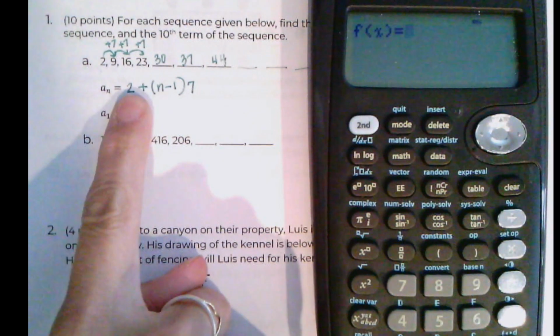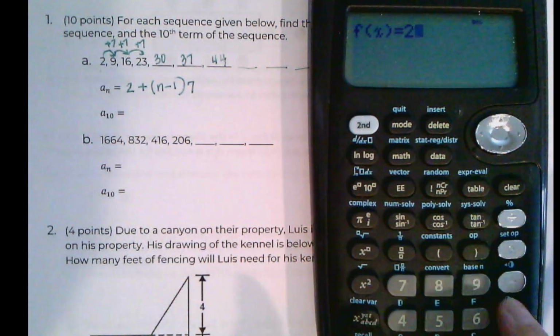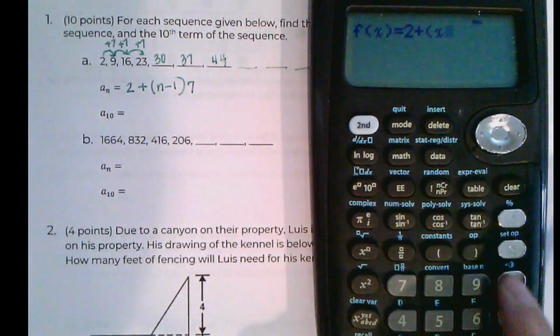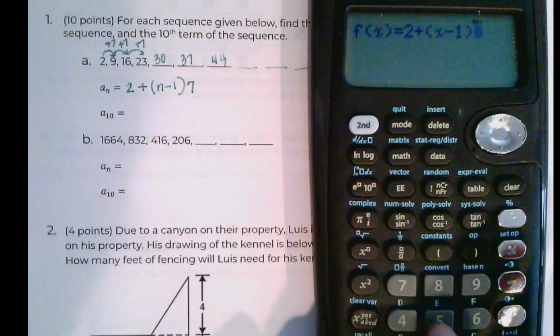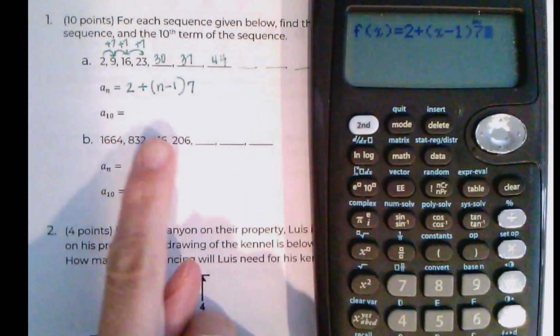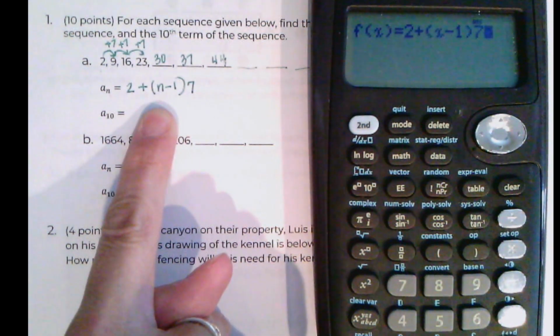So I'm going to type this in with, instead of an N, I'm going to do an X, but it does the exact same thing. It allows people to plug and chug into this. So X minus 1 times 7. All right, so now this looks exactly like what I have here. The only difference is I'm using X for my input variable instead of N.